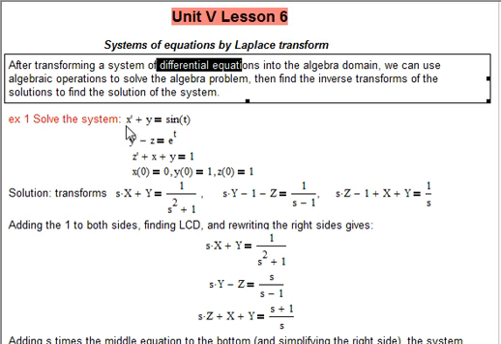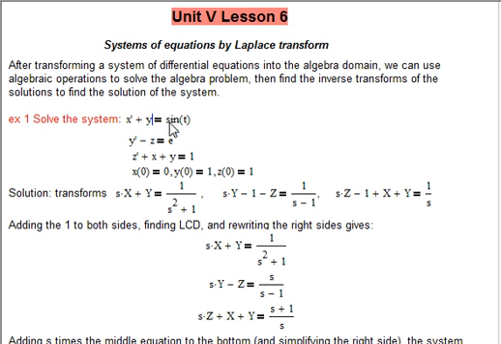Here's an example. We've got x prime plus y equals sine of t, y prime minus z equals e to the t, and z prime plus x plus y equals 1, with initial conditions x of 0 is 0, y of 0 is 1, and z of 0 is 1.